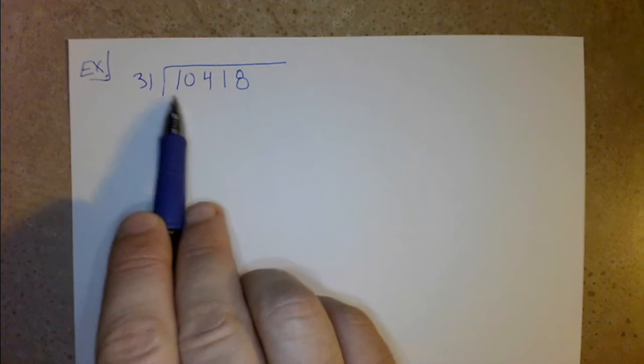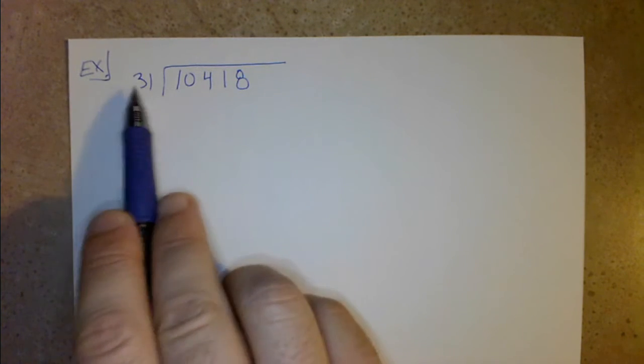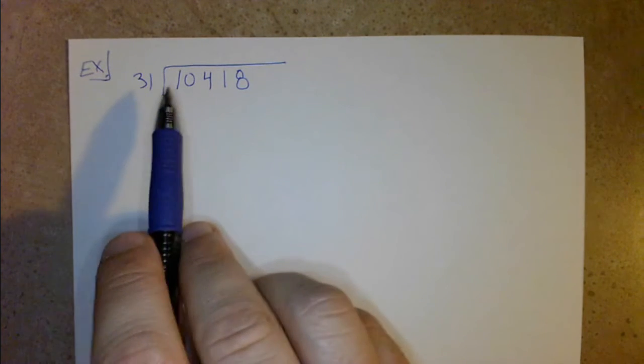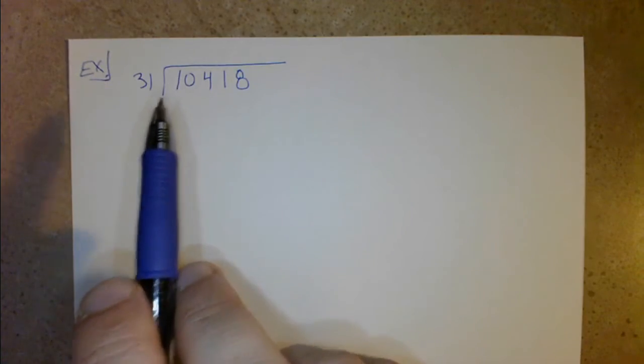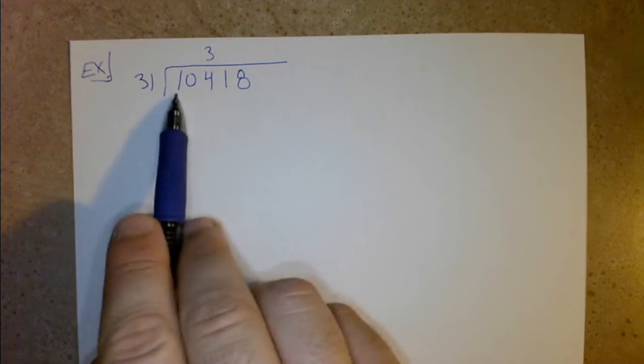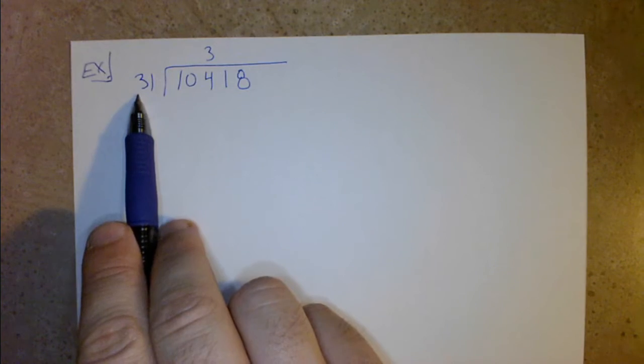Does 31 go into 1? Nope. Does 31 go into 10? Nope. But 31 does go into 104. Now, this is where you're going to maybe have to do some guessing, some trial and error. I'm a professional. I know that it's 3. I write the 3 above the 104 because that's where I've successfully been able to divide 31 into.